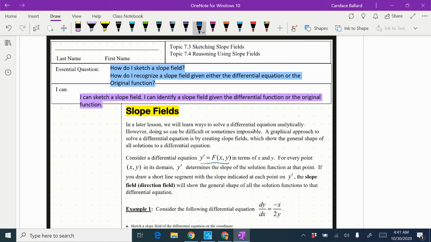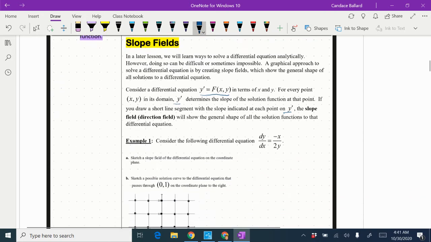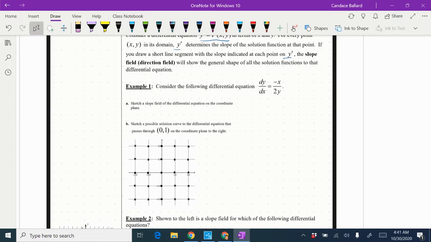For every point (x, y) in its domain, y prime determines the slope of the solution function at that point. If you draw a short line segment with the slope indicated by y prime at each point, the slope field or direction field will show the general shape of the solution functions to that differential equation. So we're going to practice that in example 1.